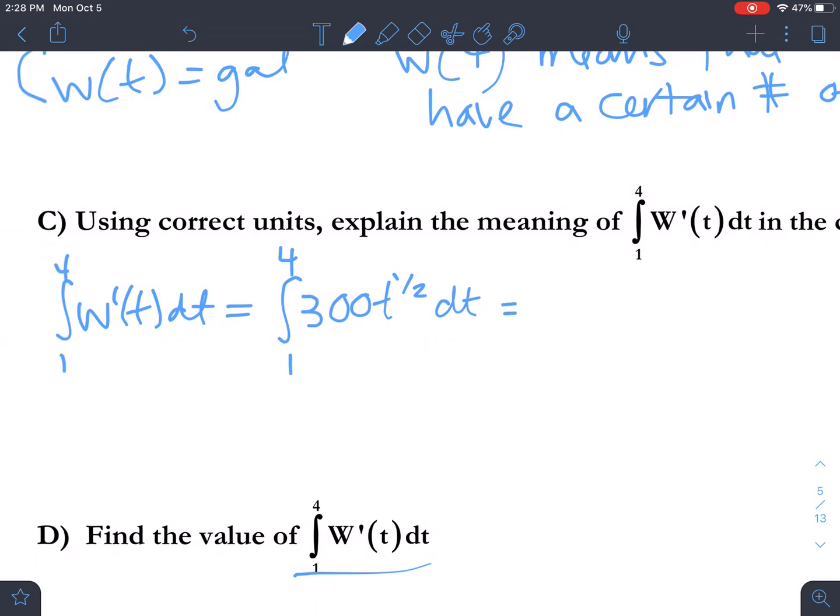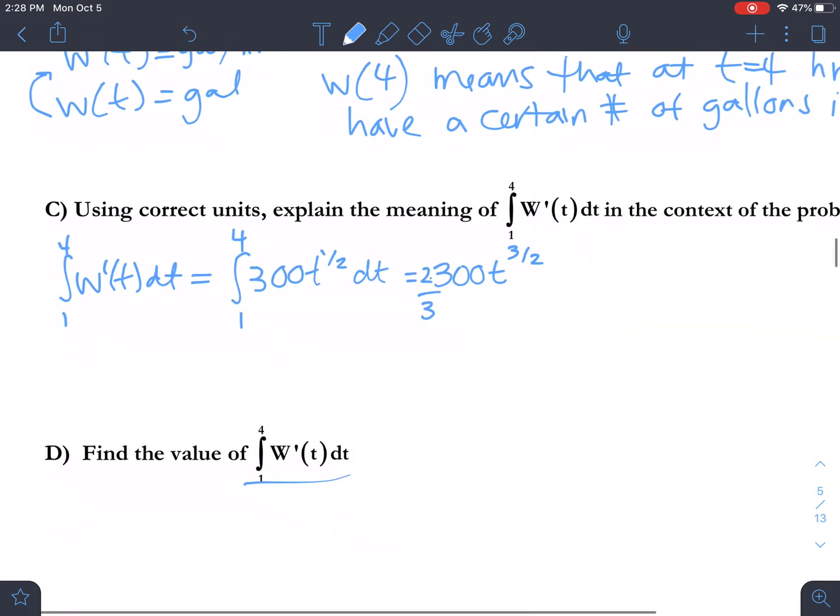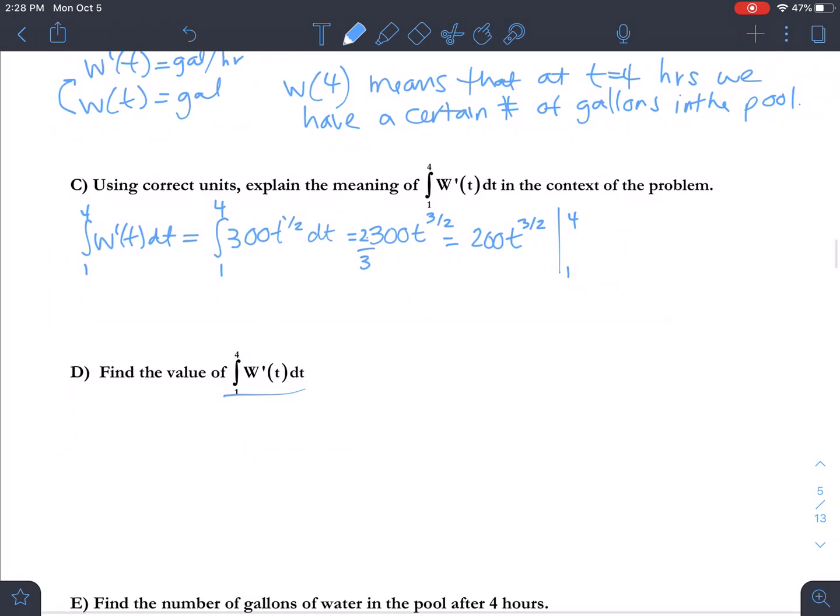That gives us 300 t to the 3/2 divided by 3/2, aka times 2/3. What would that be? 200 t to the 3/2 from 1 to 4, right? So this is where that fundamental theorem of calculus is coming in. And this is actually part D right here that we're doing. I think it will just make our sentence a little nicer. So let's finish this up here.